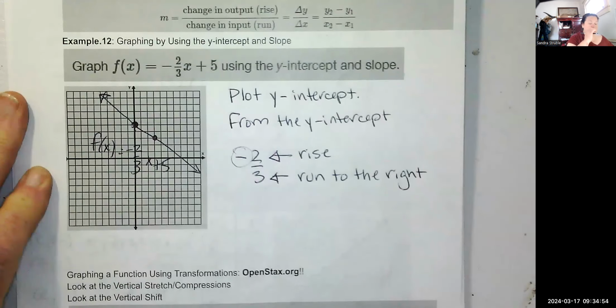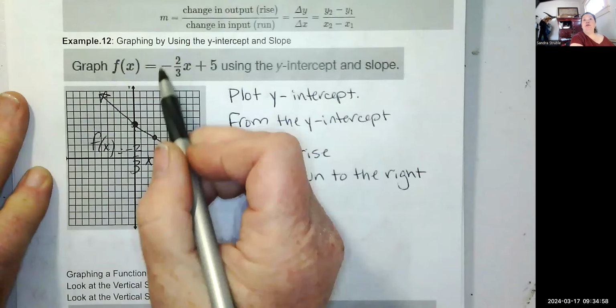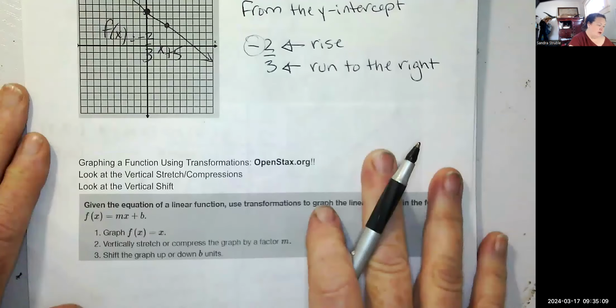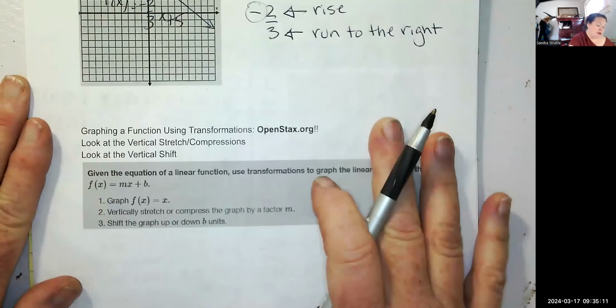Okay. So you plot your y-intercept. From the y-intercept, you do whatever the numerator is. If it's positive, you would go up. Because it's negative, we're going to go down 2. And then the 3 is in the denominator, so we're going to run to the right 3. And that's it.